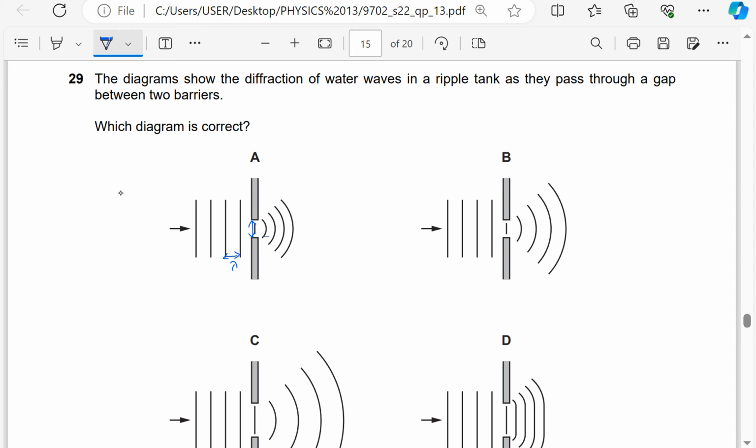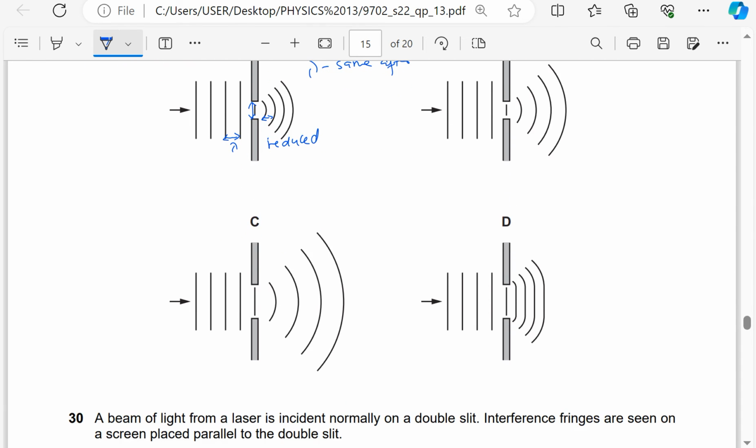of course the wavelength must remain the same. Lambda stays the same after diffraction occurs. Here we see that the wavelength has reduced, so that means this is not true. The wavelength remains the same. Here, when we compare this to this, it's like the wavelength has increased. This one is also wrong. Wavelength should stay the same.